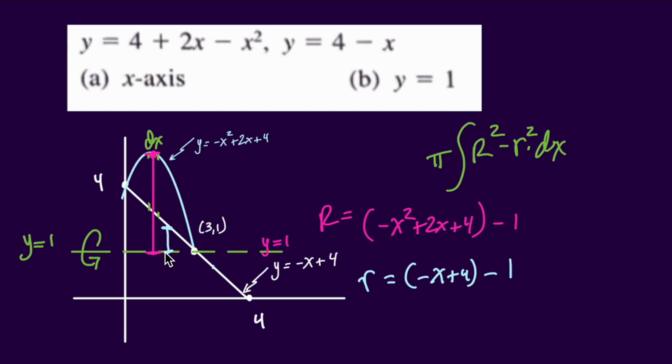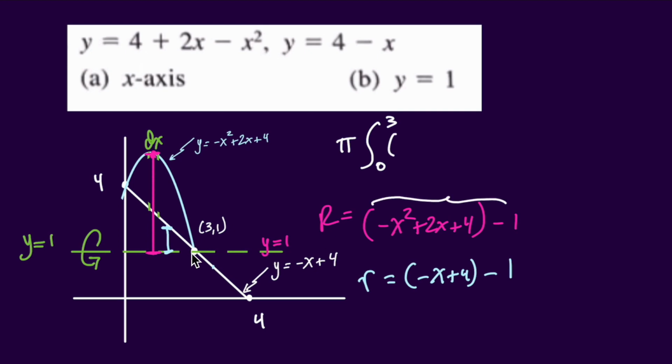When we build our integral, we're going to end up with these two r's squared. So let's do that quickly. We're going to have pi, and the integral is going to run from x equals 0 to x equals 3. We're going to have big R squared, which is negative x squared plus 2x plus 4 minus 1 squared, minus little r squared, which is negative x plus 4 minus 1 squared, times dx.